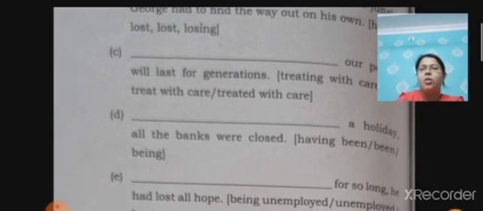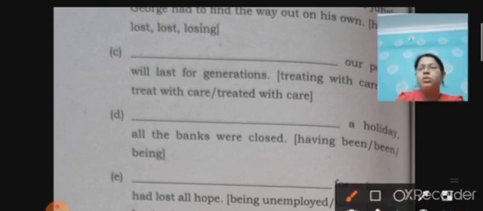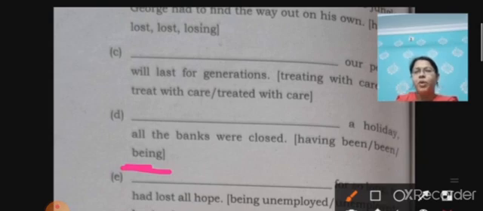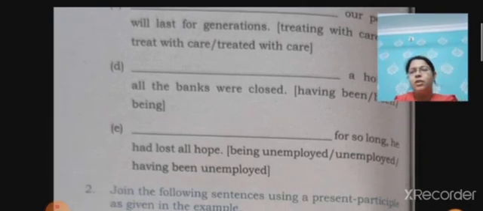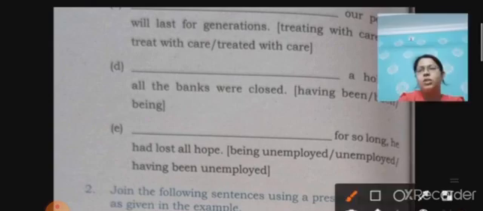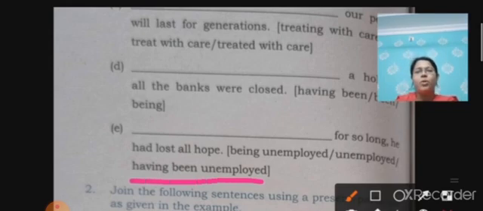Dash a holiday, all the banks were closed. So here students, two actions are taking place together. So we are going to use the continuous tense जो है being a holiday, all the banks were closed. Okay, and the last one, dash for so long he had lost all hope. So here students, this is an action which has taken place in the past और अभी भी वो action चल रही है. So we are going to write this one. Having been unemployed for so long, he had lost all hope. Okay.